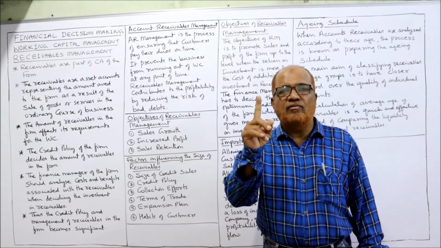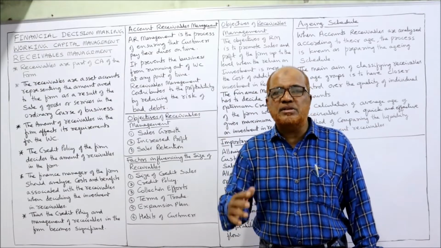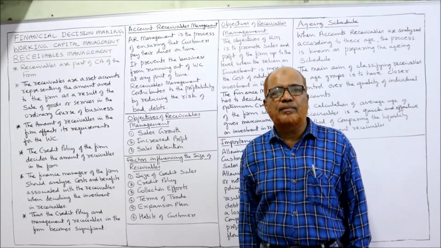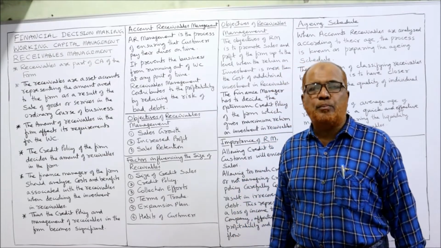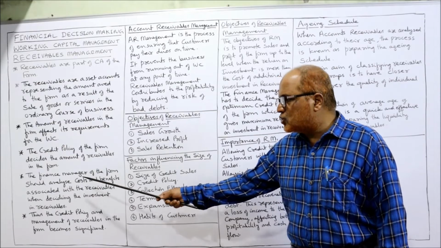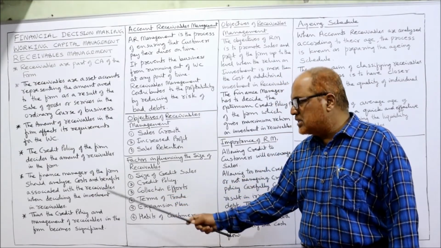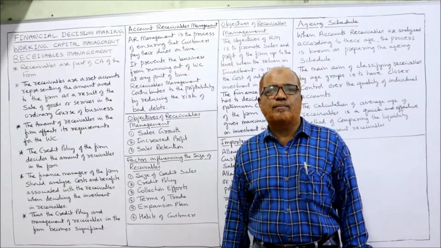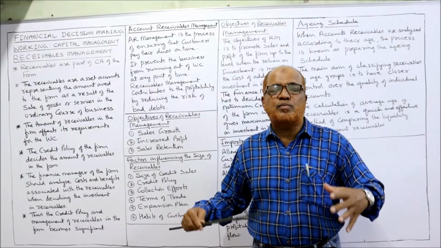Some businesses will give a 1-month credit period, some 2 months, some 3 months, like that. Deciding the credit period is the most important part of receivables management. The finance manager of the firm should analyze the cost and benefit associated with receivables when deciding the investment in receivables. So the finance manager has an active responsibility.